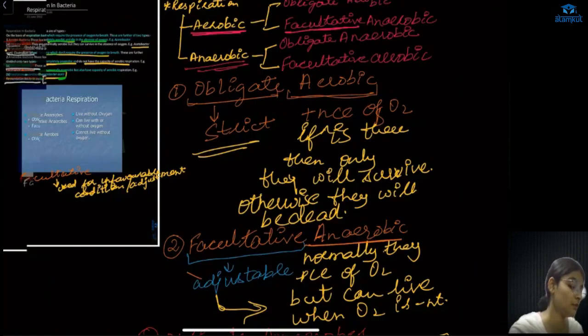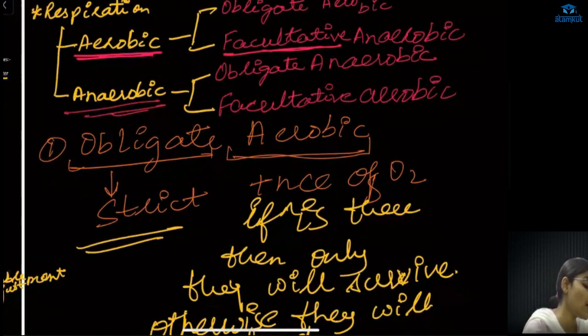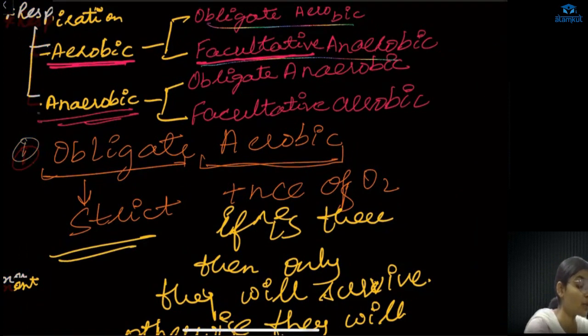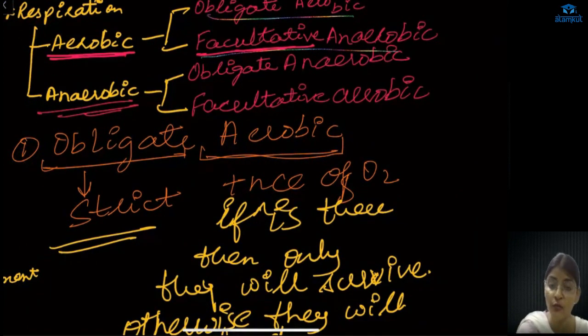So I have written a few points regarding this. Respiration is what? Aerobic and anaerobic. Aerobic means obligate aerobic and facultative anaerobic. मतलब aerobic भी क्या है? दो तरीके के हैं. anaerobic भी क्या है? दो तरीके के हैं. Aerobic मतलब जो ऑक्सीजन चाहिए सर्वाइवल के लिए. Anaerobic मतलब जिसको ऑक्सीजन नहीं चाहिए सर्वाइवल के लिए. Then aerobic भी क्या है? दो तरीके का, obligate and facultative.